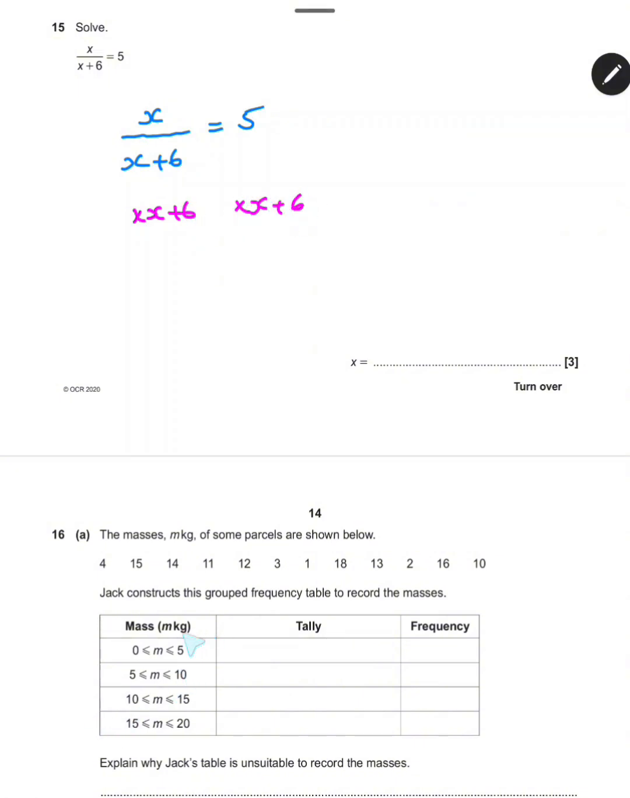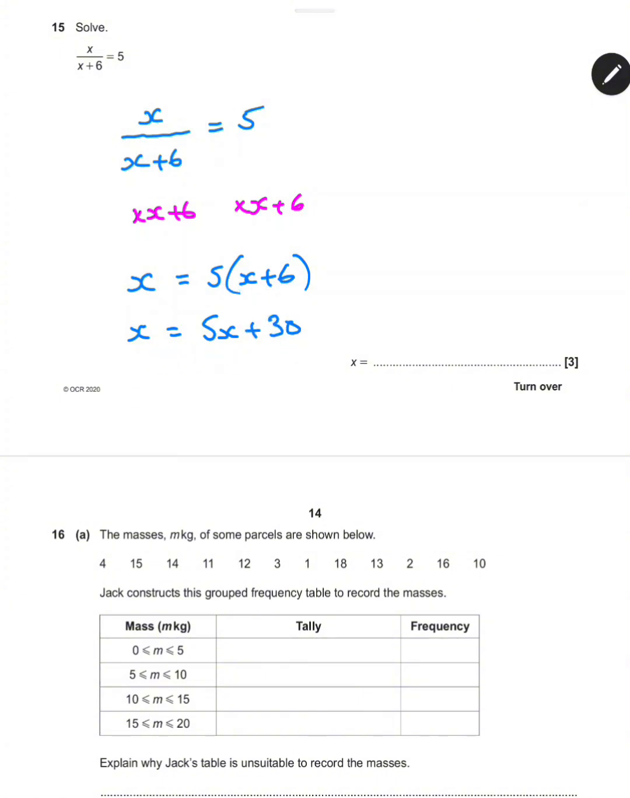And if we do that, we're left with just x on the left hand side. And because I'm multiplying by x plus 6, I need to put that x plus 6 into brackets. I'm going to expand this bracket on the right hand side. So we've got x equals 5 times x is 5x, and 5 times 6 is 30.